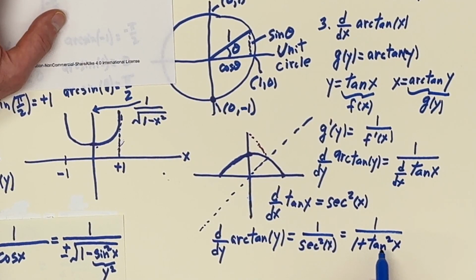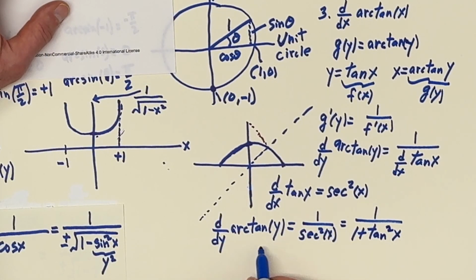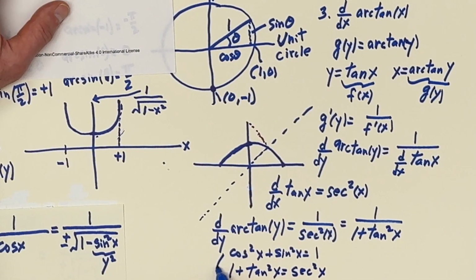Now you could always derive that if you need to, that the cosine squared of x plus the sine squared x is equal to 1. You have to remember that the secant is 1 over the cosine. So when you divide both sides by the cosine squared, you get 1 plus the tangent squared equals the secant squared. And that's kind of easy to get from here. Just remember your secant is 1 over the cosine.